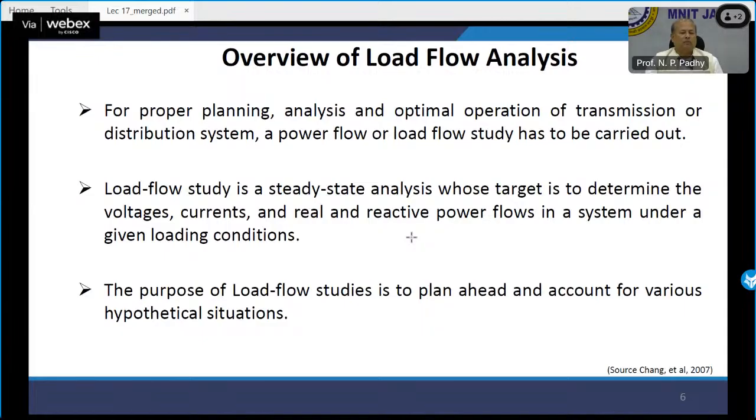So, an overview of load flow analysis: for proper planning, analysis, and optimal operation of a transmission or distribution system, a power flow or load flow study has to be carried out. Load flow study is a steady-state analysis whose target is to determine the voltage, current, and real and reactive power flows in a system under a given loading condition. The purpose of load flow studies is to plan ahead and account for various hypothetical situations.